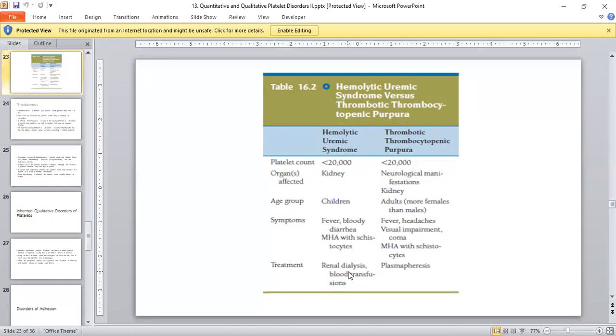For HUS, it is self-limiting, but when need be, you can do renal dialysis because, as we've said, the toxin can really break down the kidneys. The kidneys will not be able to function very well. So if need be, you can do a dialysis and give a blood transfusion because of the increased loss of blood in the bloody diarrhea. Then for TTP, you can do a plasma replacement.